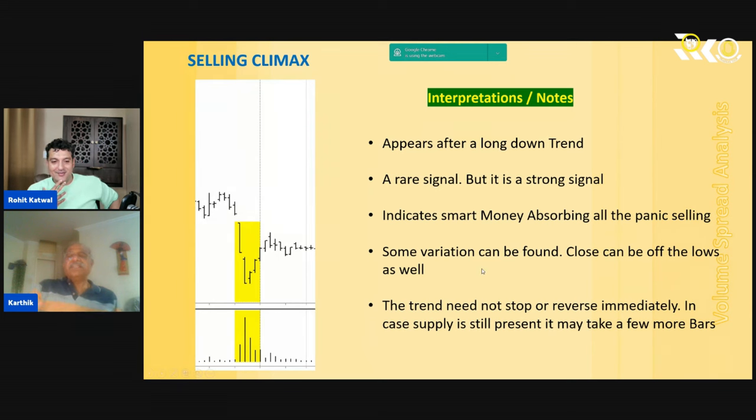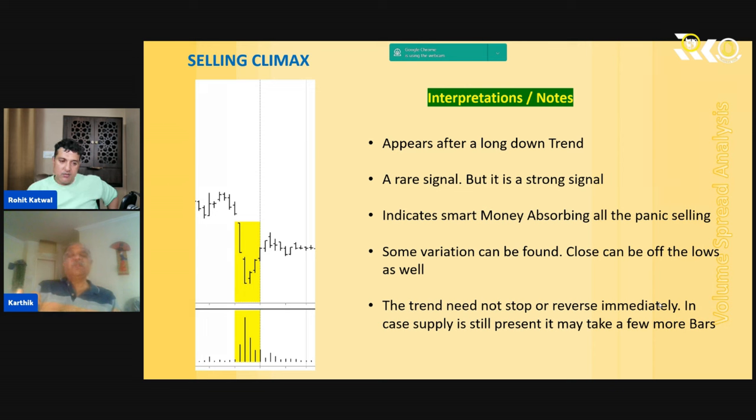Of course, some variations can be found. Close can be of the low as well. So some variations can be found here. And again, the trend need not stop or reverse immediately, because there can still be supply. A lot of retail is still holding at that day.